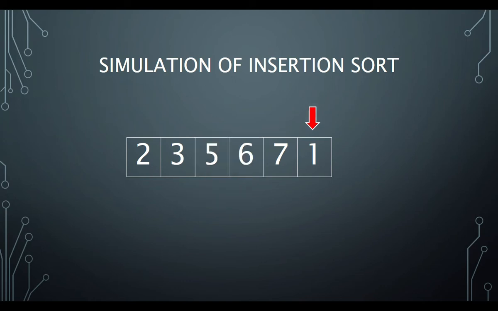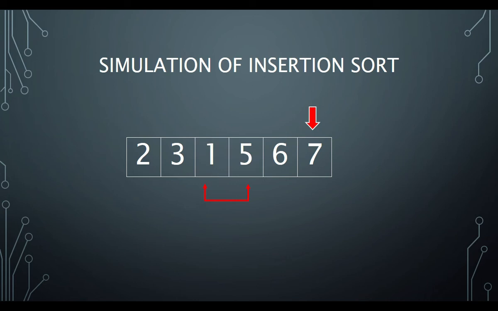The current element now is 1, and its left element is 7. And 7 is greater than 1, so therefore we need to swap 7 and 1. And since swapping had occurred, we need to move to the previous element, examining each element which is greater. In this case, we have to examine 6 and 1. And we know that 6 is greater than 1, so we need to swap 6 and 1. Again, swapping had occurred, so let's move to the previous elements. And we know that 5 is greater than 1, so we need to perform swapping.